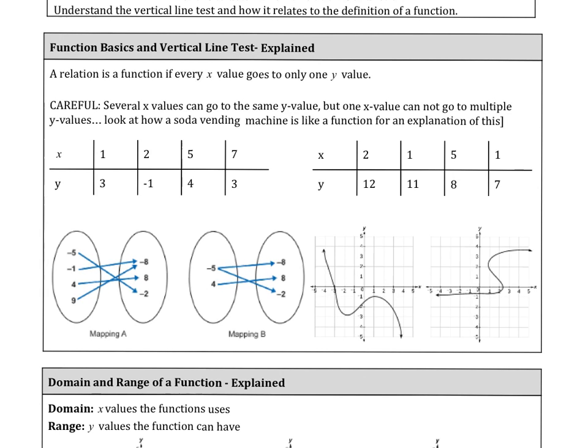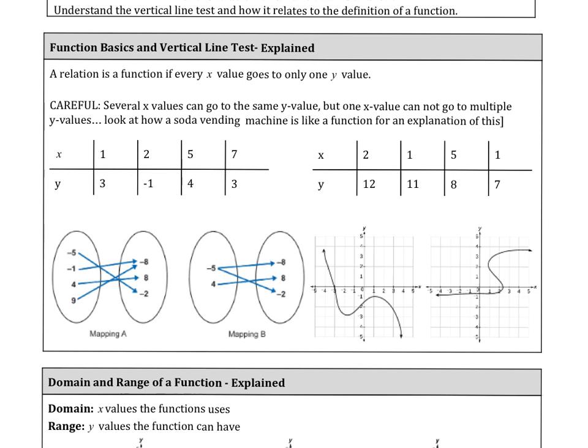So today we're looking at whether or not a relation is a function, and it's going to be a function if every x has only one y value. And I might give you a table to look at, or a mapping, or an actual picture of a graph. So for these two tables, one of these is a function, and one of them is not.